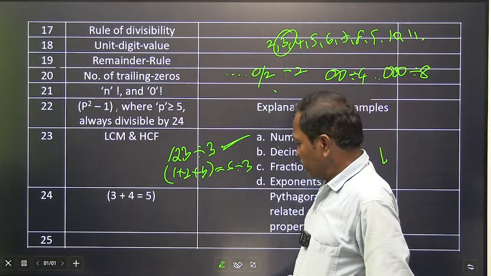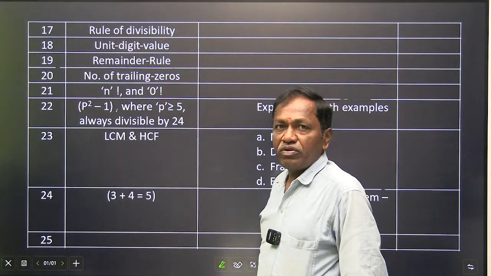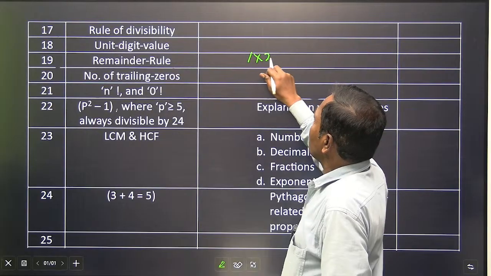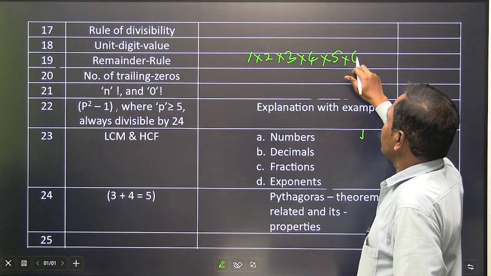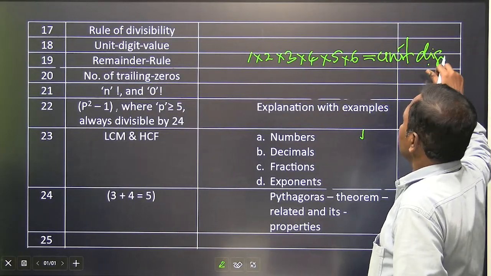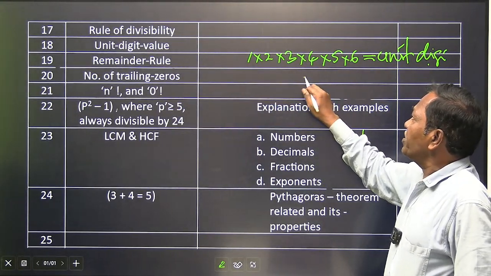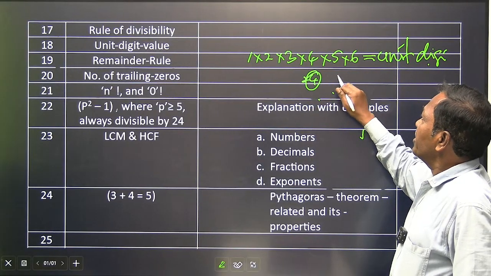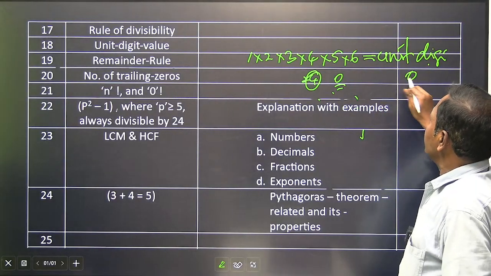Next. What is a unit digit value? Say, for example, you can take 1 into 2 into 3 into 4 into 5 into 6. What is the unit digit here? 1 into 2, 2. 2 into 3, 6. 6 into 4, 24. What is the unit digit? 4. 4 into 5, 20. 0 is the unit digit. Multiplied by 0, any number is 0, like that.